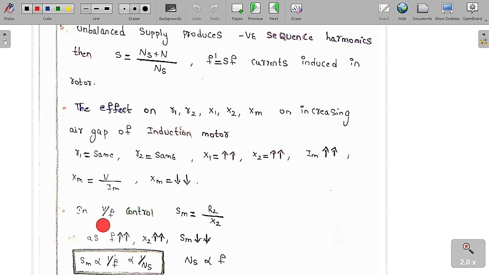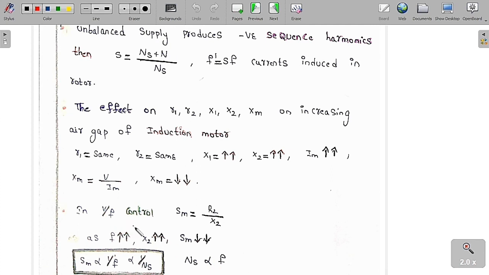I've already told you in the V by F control, the slip at maximum torque is equal to R2 by X2. As the frequency increases, X2 increases, then the slip at maximum torque will decrease. Slip is inversely proportional to frequency and also inversely proportional to NS, because NS is proportional to F. So as the frequency increases, NS increases, but the slip at maximum torque will reduce. V by F control is also called constant V by F.